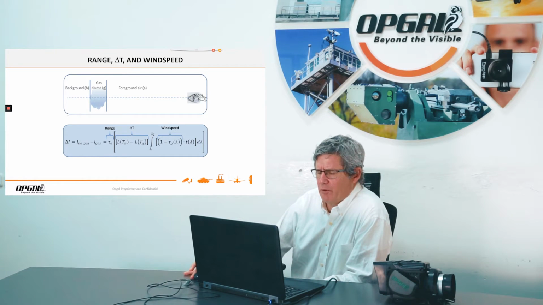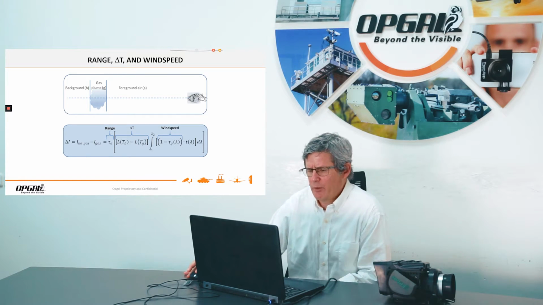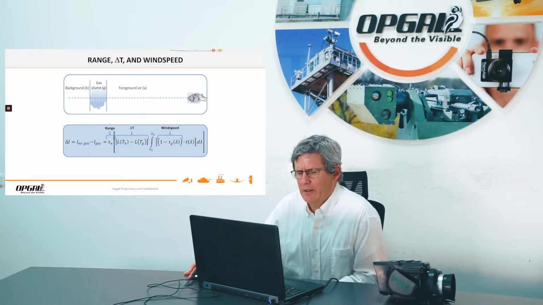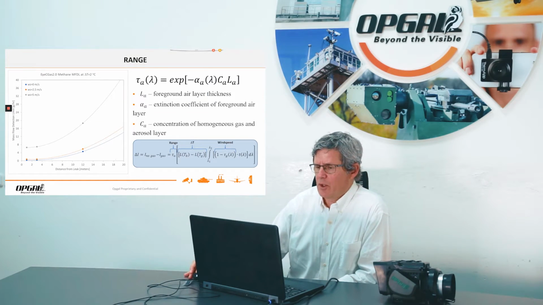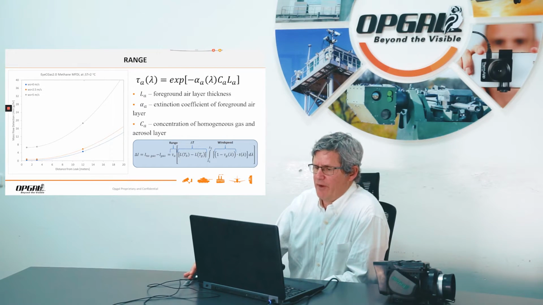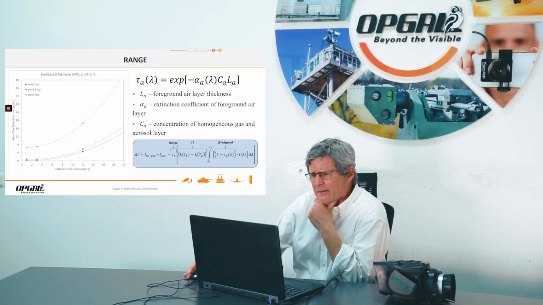So if we look at the model that we have derived in the previous lesson, we can see here that range, delta T, temperature difference, and wind speed are the 3 environmental variables that are affecting sensitivity, and I will discuss these 3 variables in the next slides. So let's talk about range. Range is actually affecting the sensitivity.